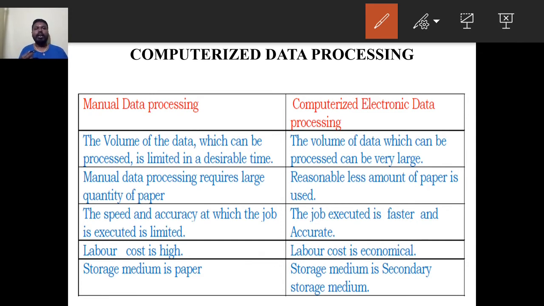Next point, in manual data processing, the speed and accuracy at which the job is executed is limited. Assume first time I'm going to give 100 numbers.